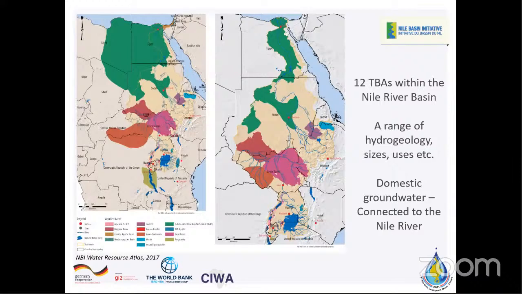Zooming into the Nile River Basin, there are 12 TBAs within the basin, and these range in sizes, use, and hydrogeology. It's also important to note that there is non-transboundary groundwater within the basin that could have transboundary implications due to being hydraulically connected to the Nile River. So what do we need to know in order to create a good foundation for management of these aquifers?